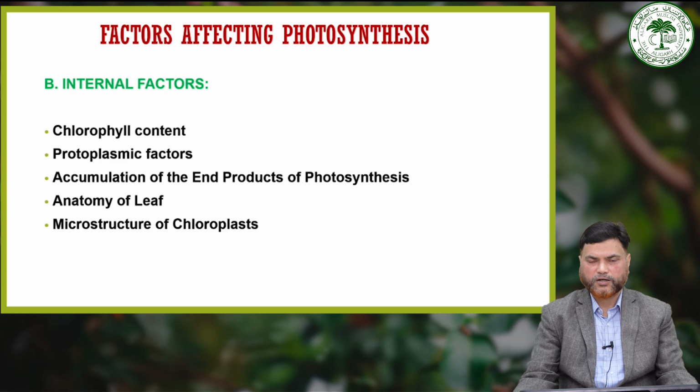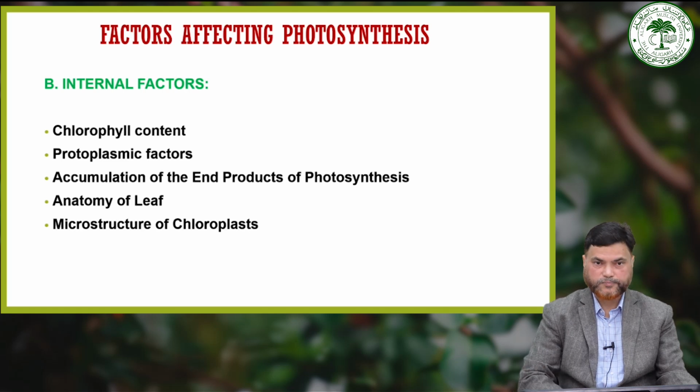Then, of course, microstructure of the chloroplast is very important. The rate of photosynthesis can be affected by the structure of the chloroplast. For example, C4 plants contain two types of chloroplast, while C3 plants have only one type of chloroplast. Therefore, microstructure of the chloroplast, including the presence and organization of the different chloroplast types, can influence the efficiency of photosynthesis.